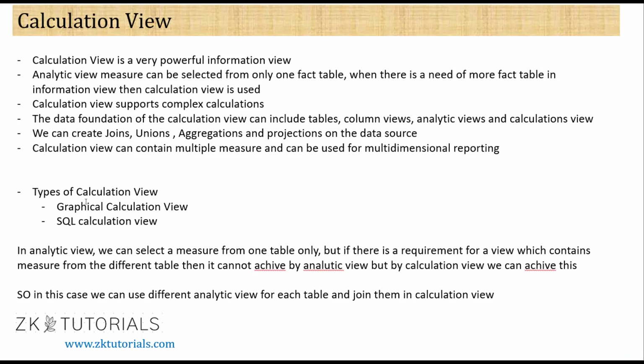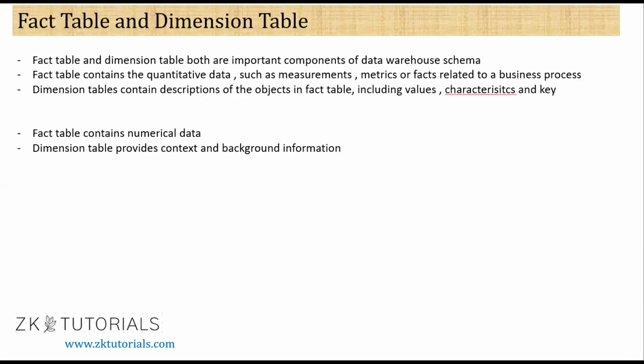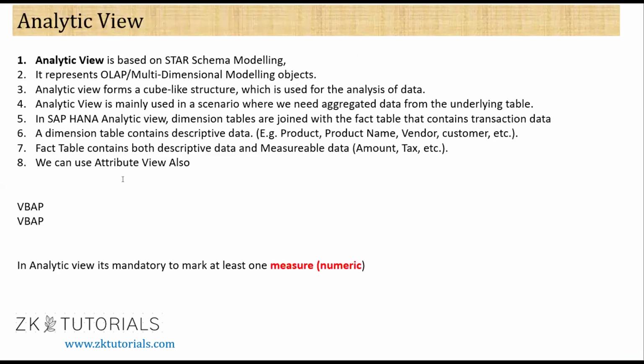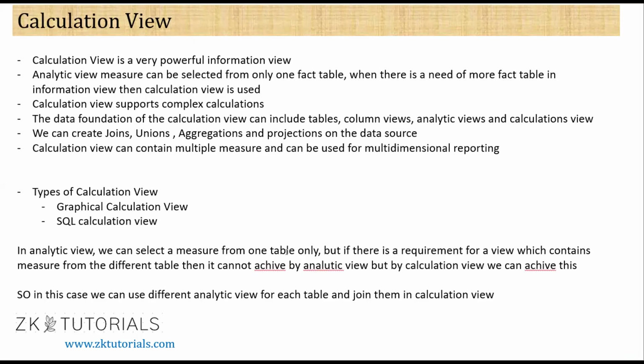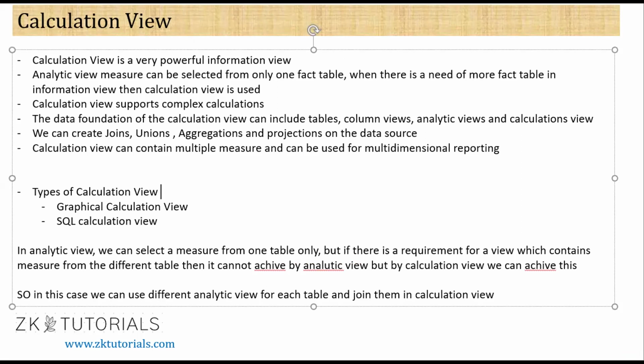There are two types of calculation views: graphical calculation view and SQL calculation view. In this course, we will discuss only the graphical calculation view. In an analytic view, we can select a measure from only one table, as I have shown you already. But in a calculation view, when there is a requirement of selecting multiple measure columns, we can achieve this. In this case, we can use a different analytic view for each table and join them in a calculation view. Is this clear, guys? The calculation view is clear, so let's start the demo.